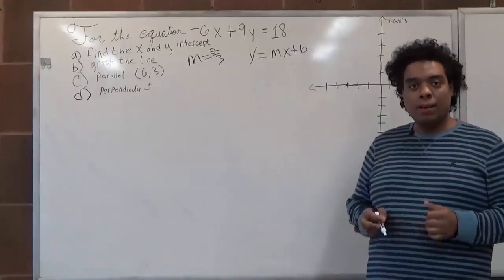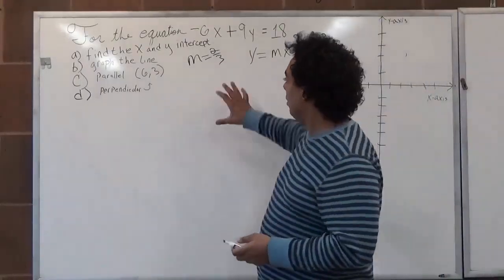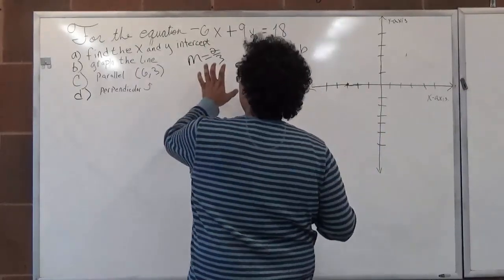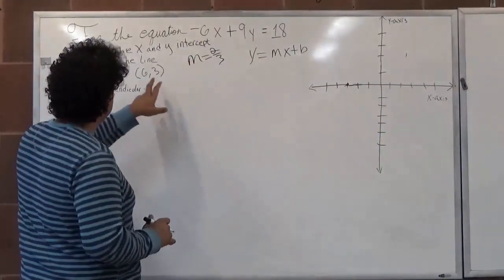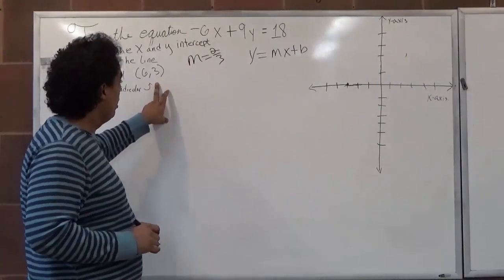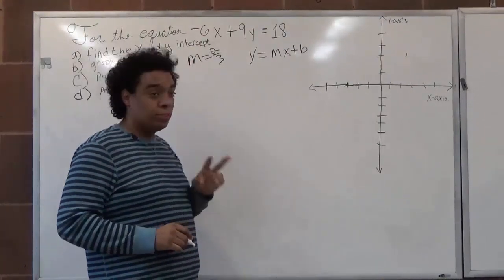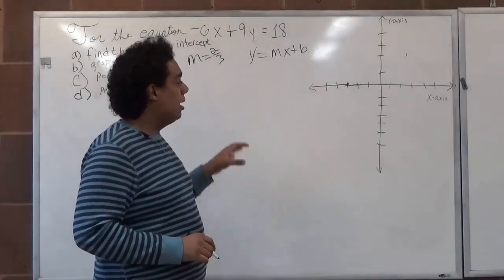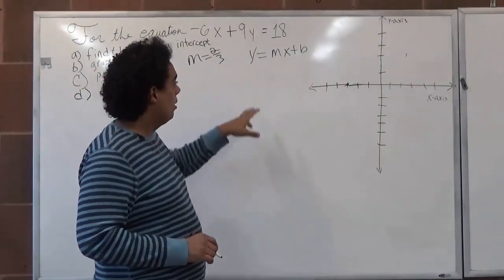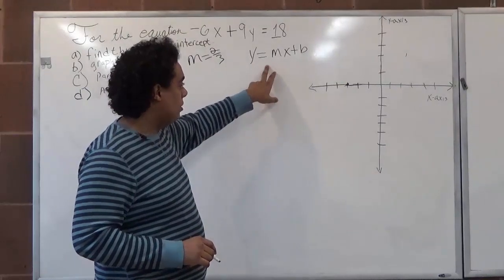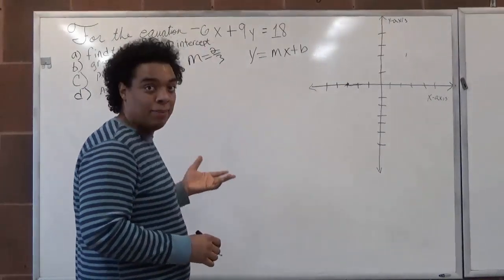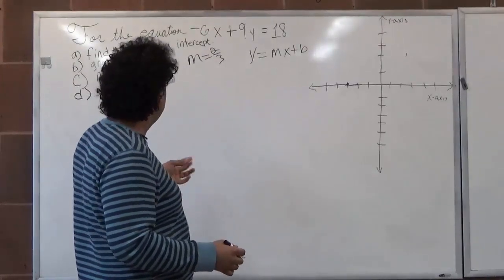So going back to part C, we're going to find the parallel line for this equation that passes through 6, 3. There are two possible ways of doing it. One is slope-intercept form, and the other is point-slope form. I'm going to go with slope-intercept form here, but if you're interested in point-slope, leave a comment and maybe we can make another video.